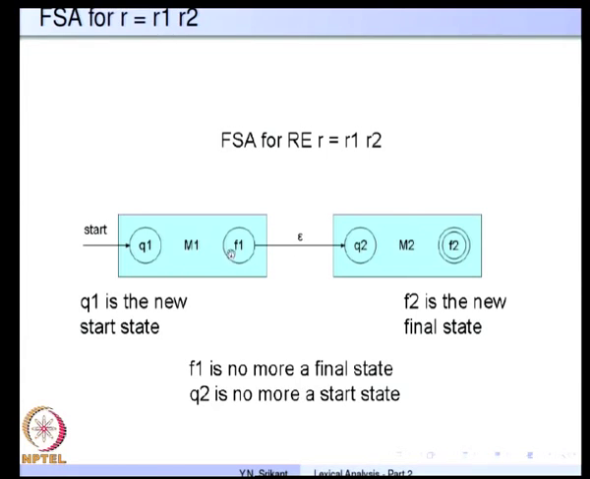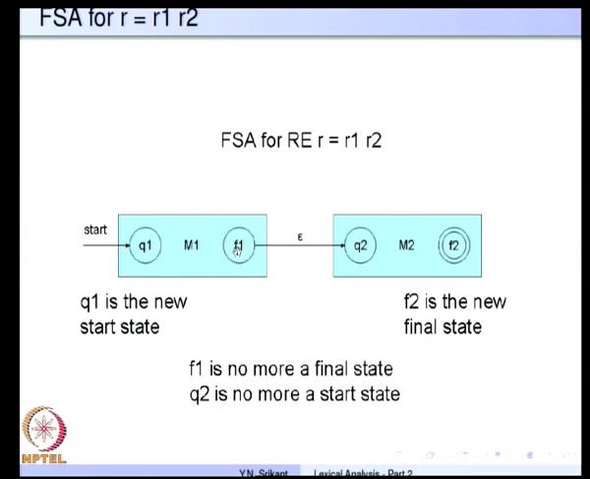The final state F1 of M1 is stripped of its final state nature, and similarly the start state of M2 gets stripped of its start state nature, and between these two there is an epsilon transition. Now the machine with this combination accepts the strings generated by R1 R2. It is very simple. You start with the start state, the R1 part is taken care of by this, and then we make a silent transition to the next machine. The R2 part is taken care of by this, and then the machine halts.